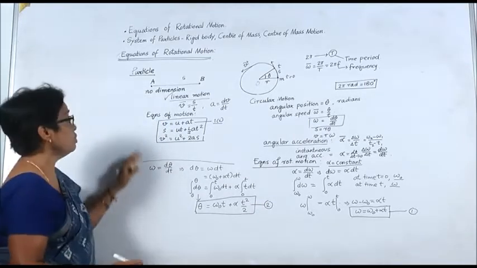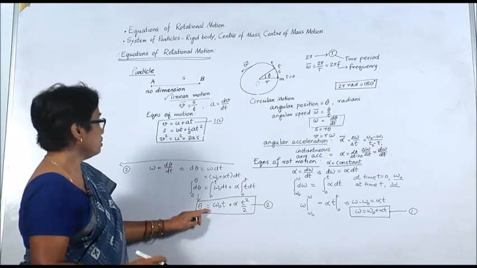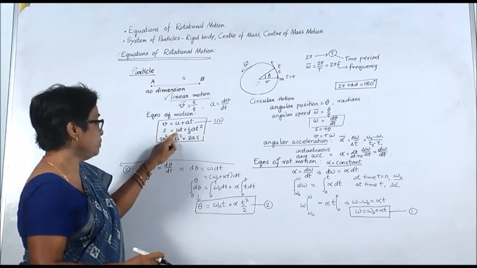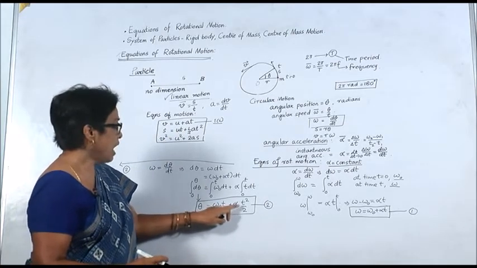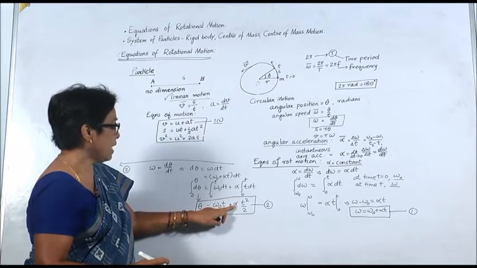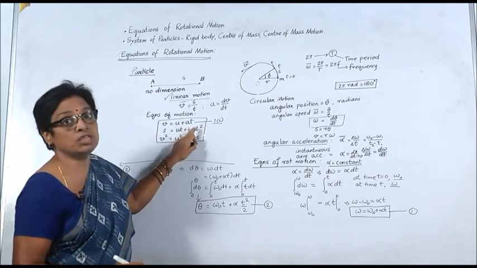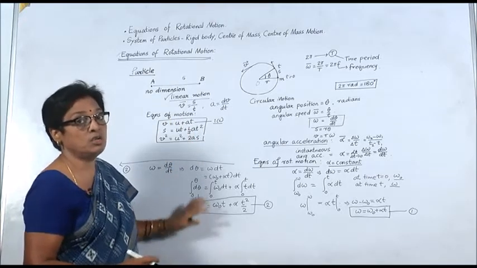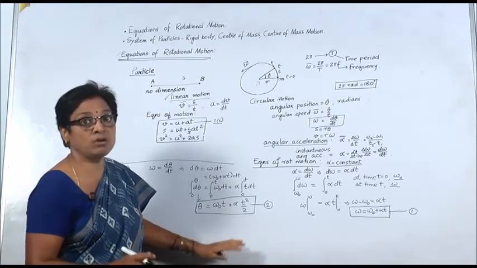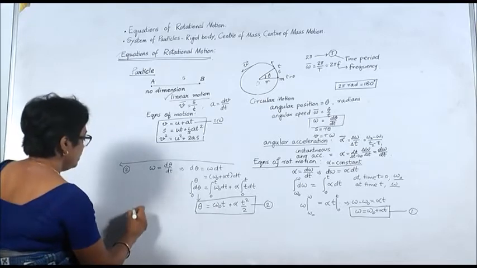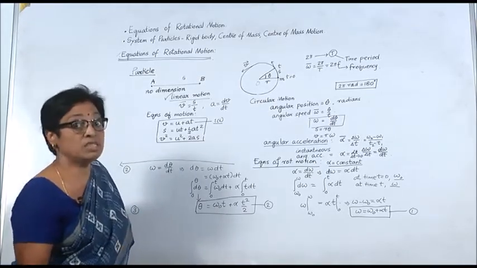Compare this equation with the linear motion. S is distance, here angle theta equals ut, initial speed into time; here initial angular speed into time, plus half angular acceleration into t square; there it is half linear acceleration into t square. So, it is the same equation. Linear motion quantities are replaced in the case of angular rotational motion. Then the third equation is v square equals u square plus 2as, that means time is not there.